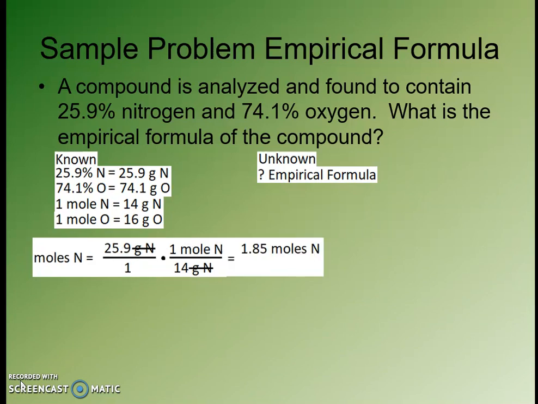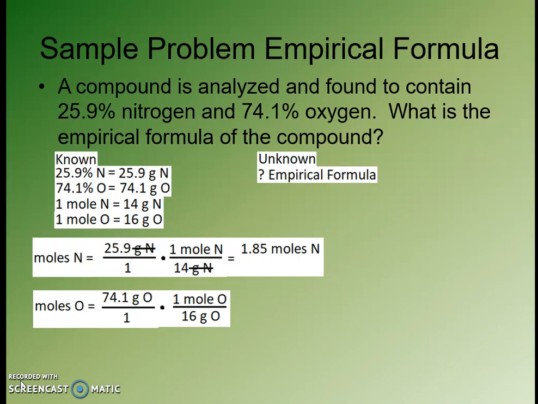And I find there to be 1.85 moles of nitrogen for that 25.9 grams of nitrogen which I started with. Now we'll do the same thing with the oxygen. So oxygen, 74.1 grams of oxygen. Again, I need the molar mass on the bottom, so that way I can reduce out those grams of oxygen, getting me to moles of oxygen. And I find there to be 4.63 moles of oxygen.